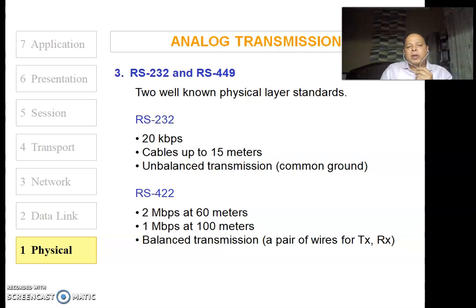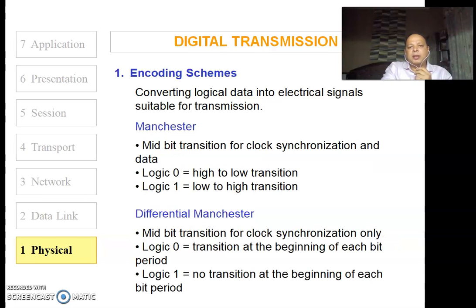While RS-422 offers much higher capability, like 2 Mbps at 60 meters or 1 Mbps at 100 meters, and it is typically used for balanced transmission, that is, a pair of transmission and reception signals. So those were the details of the analog transmission in the physical layer.